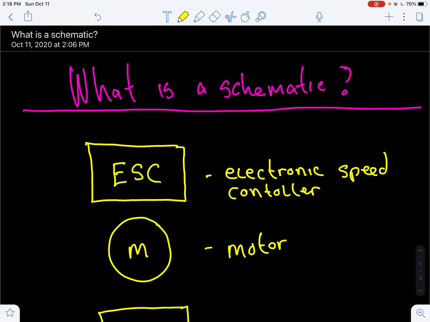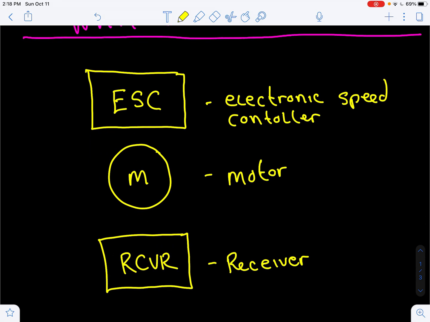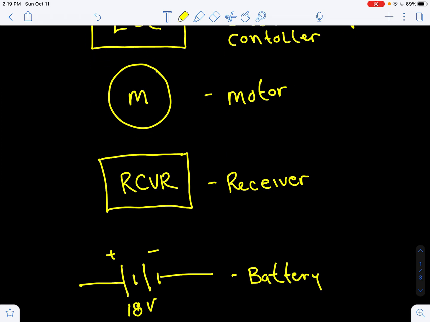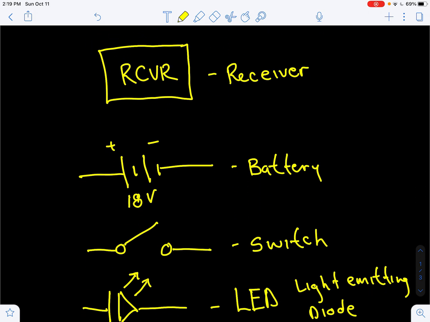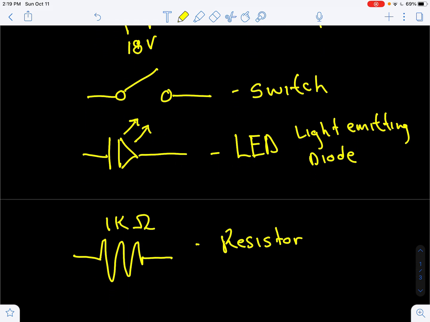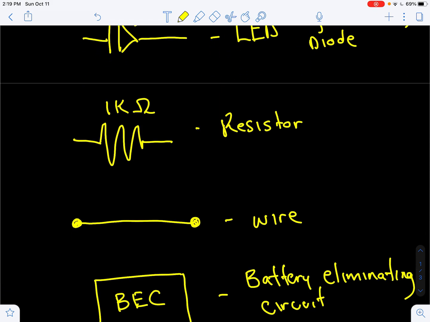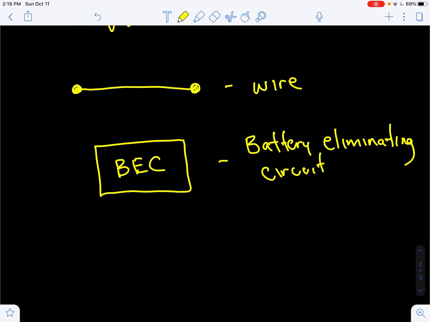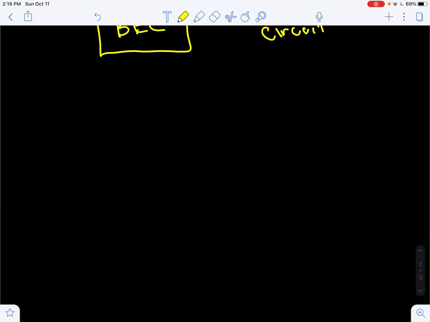In my last video, we talked about what a schematic is, and we talked about the symbols that you might see on a schematic. We went over an electronic speed controller, a motor, the receiver, battery, switch, LED, resistor, wire, and BEC, or battery eliminating circuit. Now, we want to talk about and look at our schematic.